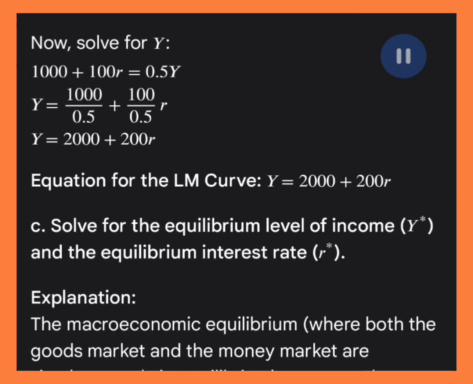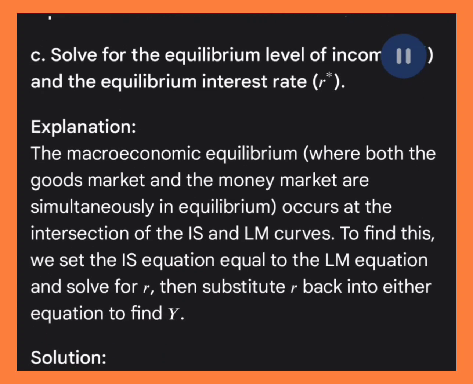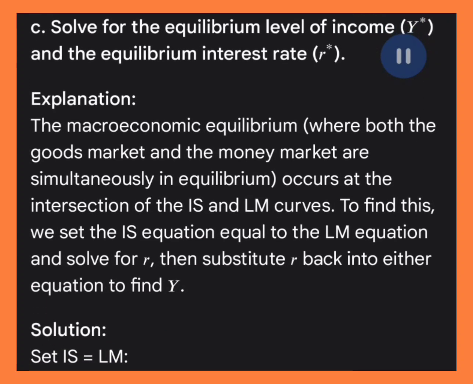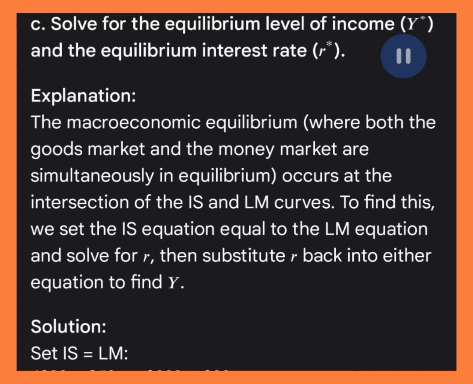C. Solve for the equilibrium level of income, Y*, and the equilibrium interest rate, R*. Explanation. The macroeconomic equilibrium, where both the goods market and the money market are simultaneously in equilibrium, occurs at the intersection of the IS and LM curves. To find this, we set the IS equation equal to the LM equation and solve for R, then substitute R back into either equation to find Y.